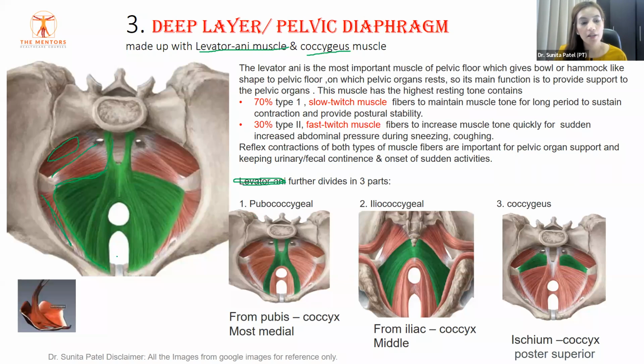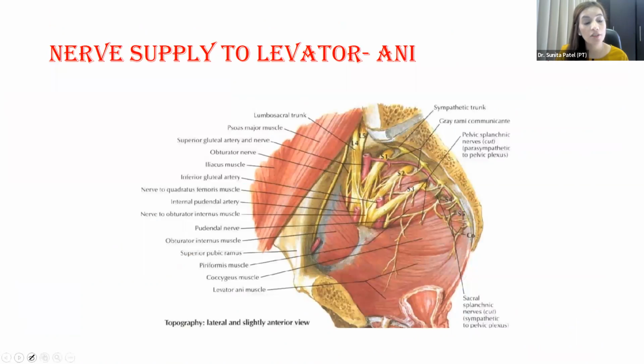So the first part: the origin of the fibers is coming from the pubic bone, the inner part of the pubic bone. They will originate and they will go back. The insertion will be around the coccygeal body, not into the tailbone, not into the coccyx, but the coccygeal body.